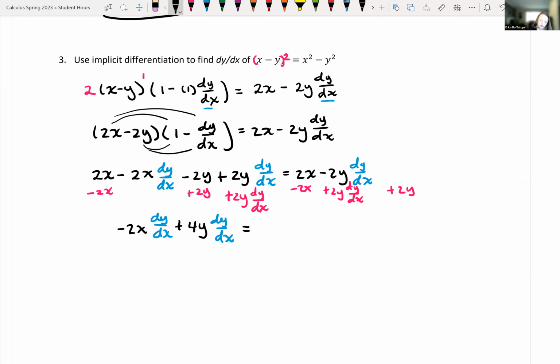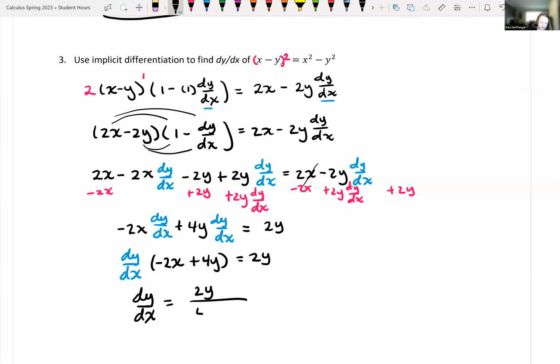This is equal to, well, 2x minus 2x cancels out, and then I just have the 2y left on the right-hand side. We can factor out the dy/dx on the left-hand side. So pulling that out, I have dy/dx times the quantity negative 2x plus 4y, and that is all equal to 2y. So divide both sides by that negative 2x plus 4y. So we get 2y all over, I'm just going to rewrite the order. Instead of writing negative 2x plus 4y, I'm going to write it as 4y minus 2x.